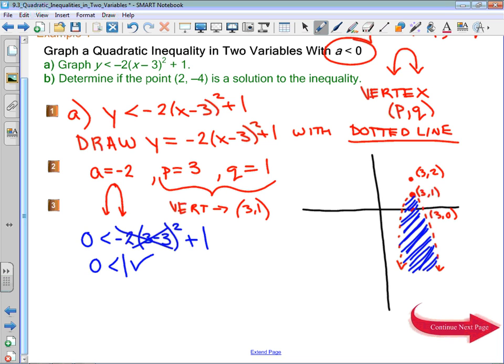All right, last part then is B, which is really a verification question. It wants us to determine if the point 2 comma -4 is a solution. It is a solution if when we substitute into the inequality, it gives us, when simplified, a true statement. So I'm going to put -4 in for y, and I'm going to put +2 in for x. And I'll make sure I write out all the steps for this one.